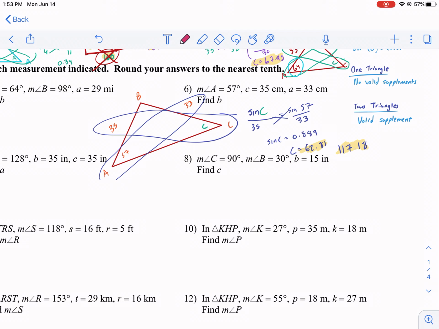Yes, so it makes a valid triangle. What about 117 plus 57? Does that add up to less than 180? And yes, the answer is yes. So there's 2 triangles for number 6.